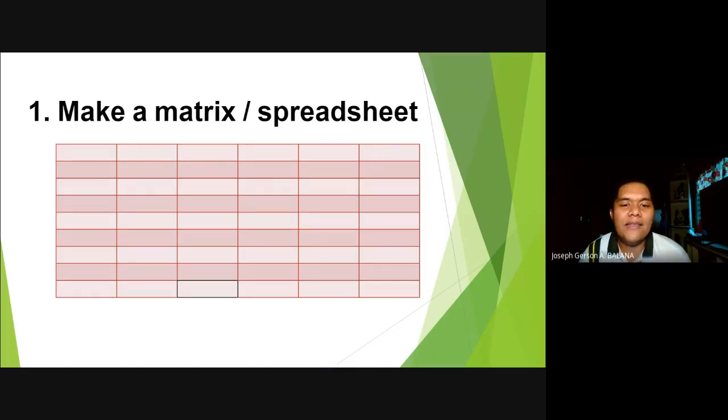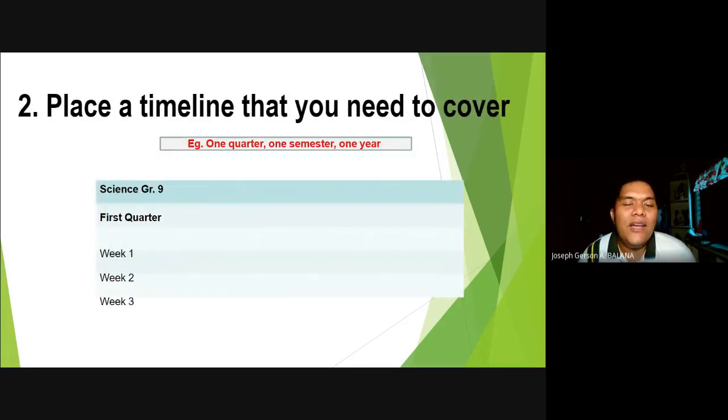Now, what's inside the matrix? Okay. You have to place the timeline that you need to cover. You need to put into the time allotment, which means in this example, our time allotment in the curriculum is always per grading period, per quarter, first grading, up to fourth or last or final quarter.